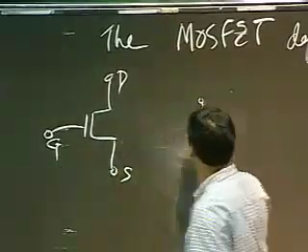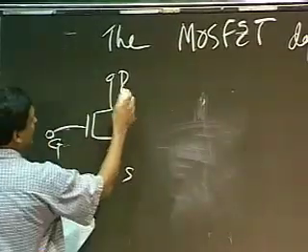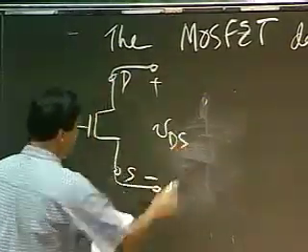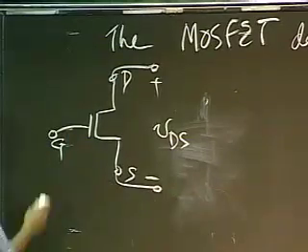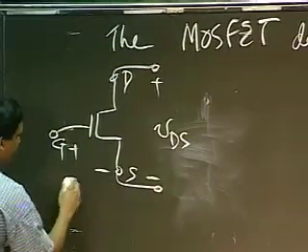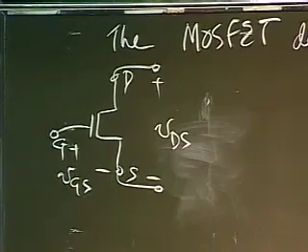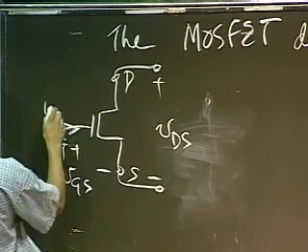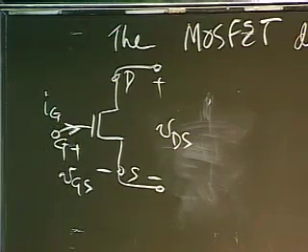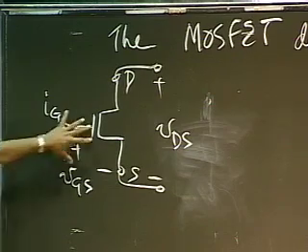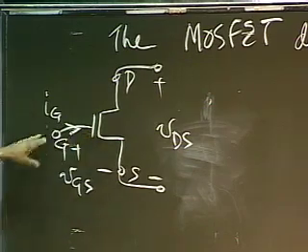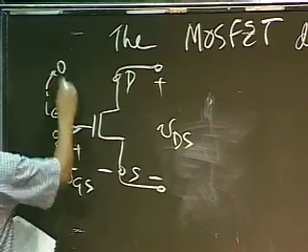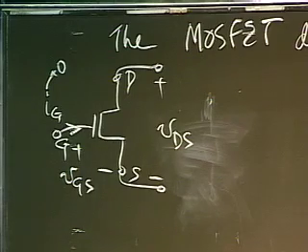To do so, let me label some voltages and currents. So let me label this voltage as VDS. Let me label this voltage as VGS, between the gate and the source. And let me label the current coming into this node IG. Okay? In this device, the physical device that I'm going to show you, the current going into the gate is always 0. Okay? So IG is always going to be 0 for 6002.